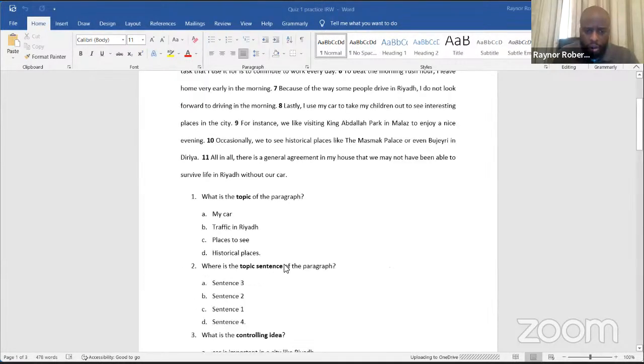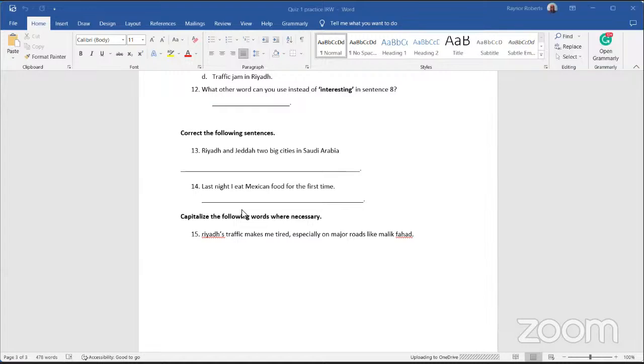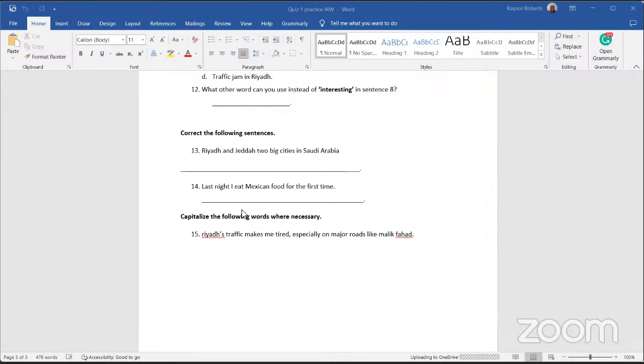Look at 13. After you do the paragraph analysis, they'll give you a couple sentences. You have to figure out what's wrong with the sentences. What's wrong with 13? Riyadh and Jeddah, two big cities, Saudi Arabia. What's wrong with it? Missing verb to be. The verb is missing. So what verb should go there? Are. And then a full stop, right?